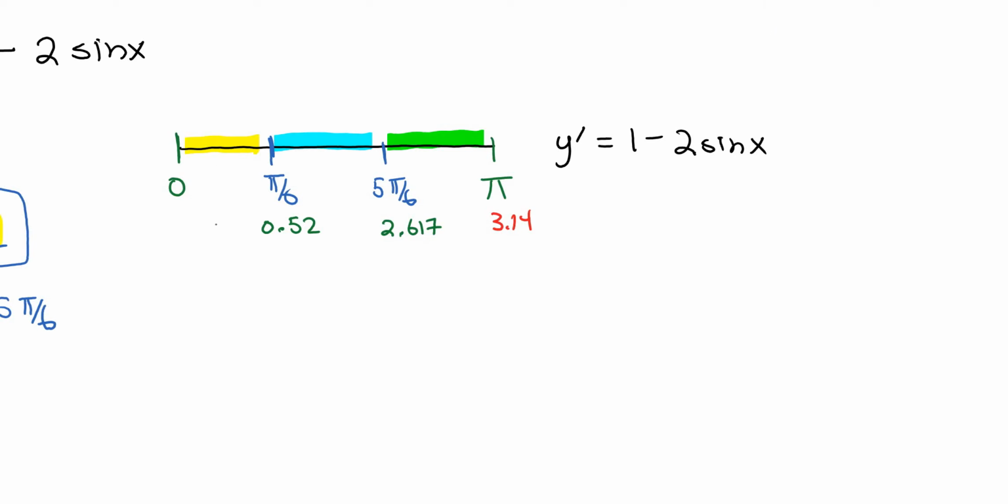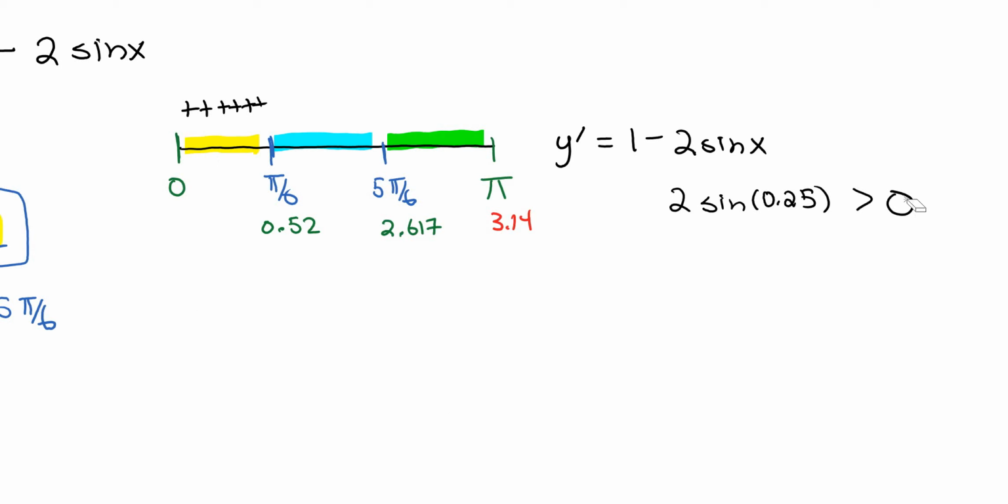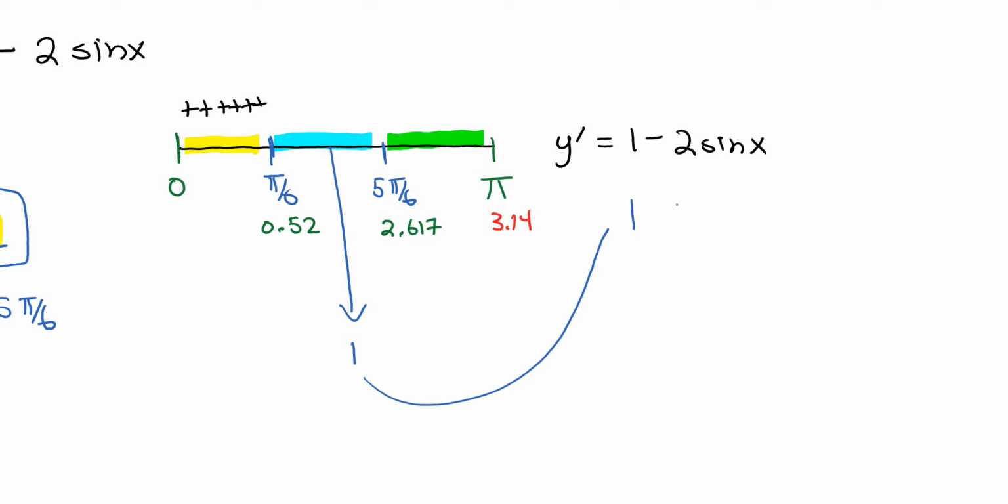A number over here that we could pick is maybe 0.25. If I plug that into 1 minus 2 times sine of 0.25 in your calculator, you will get a positive result. So this whole region here would be positive. Then over here you could pick a number such as 1, which is definitely in the blue region. If you plug in 1, you'd get 1 minus 2 times sine of 1, and that should be less than 0. So this whole region is going to be negative.